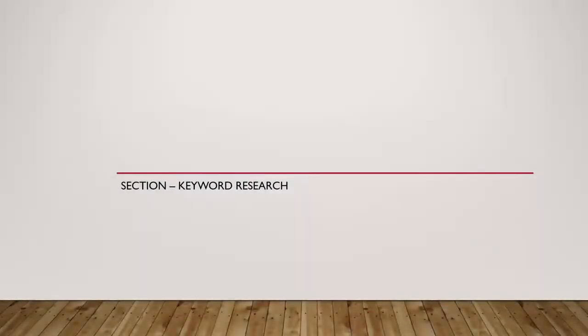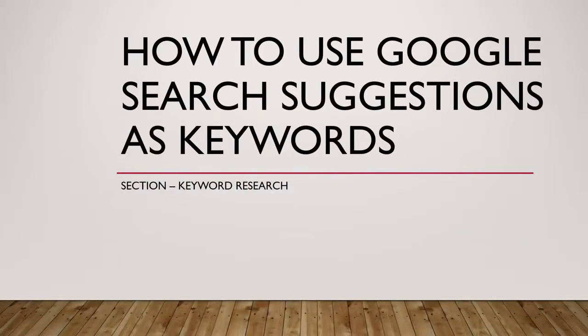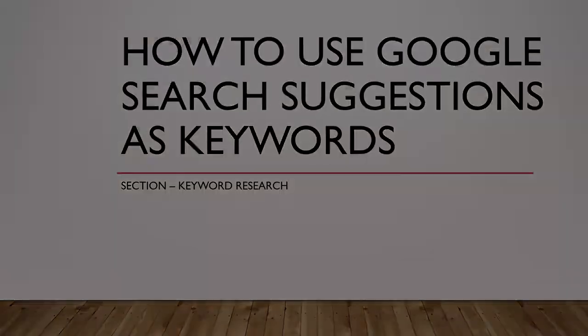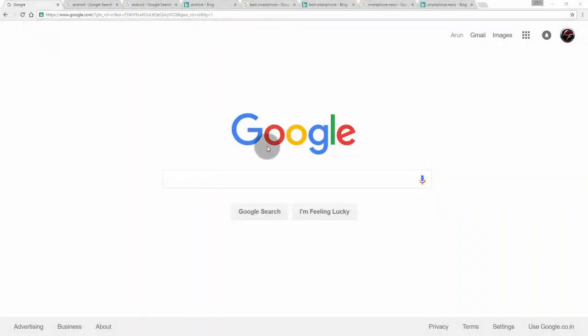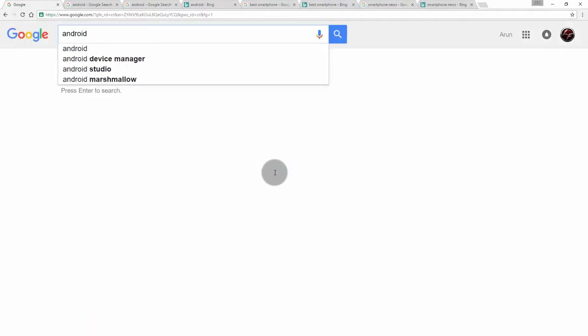In this lecture, you will learn how to use Google search suggestions as keywords for your posts or articles on your website. I am on the google.com website. So now let me search for Android. See, I get some suggestions such as Android Device Manager, Android Studio, and Android Marshmallow. Now I have got three suggestions.